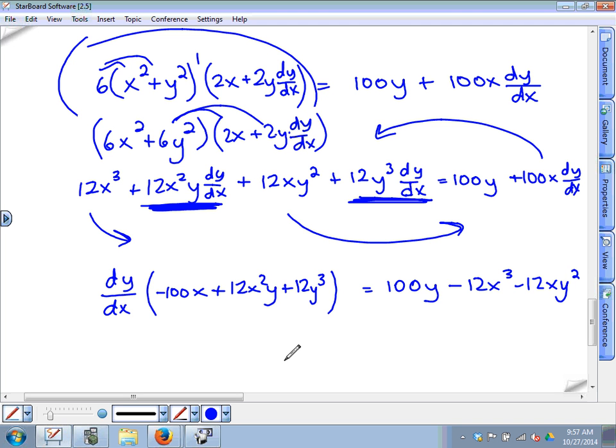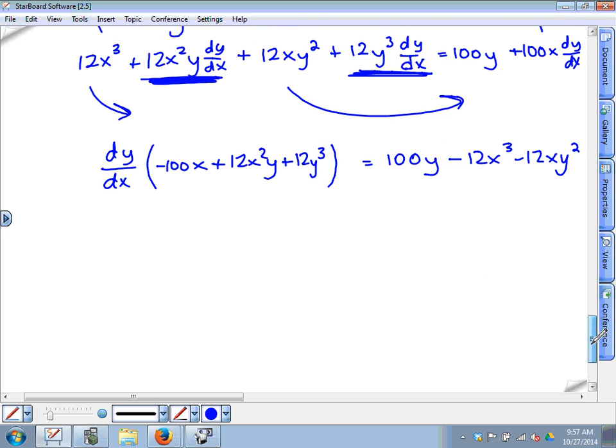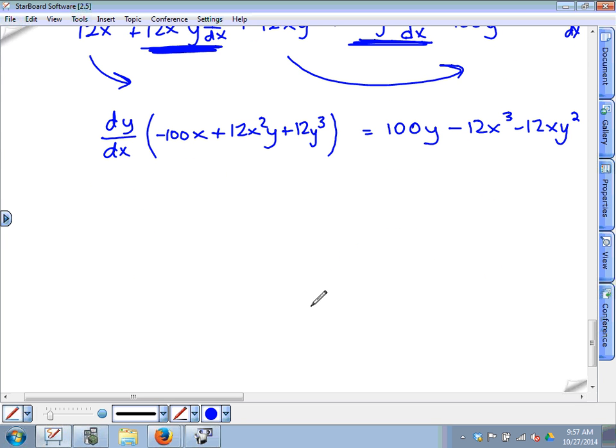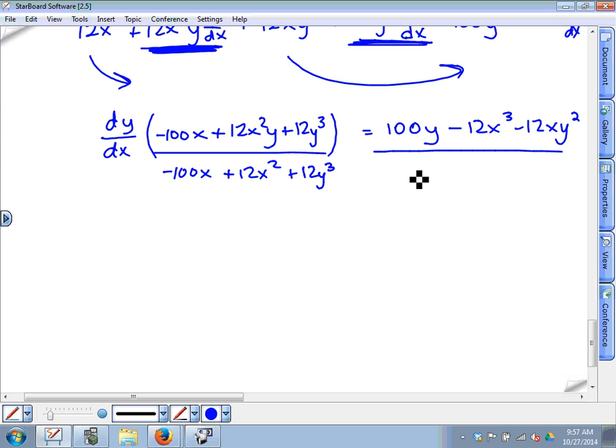So far, so good? I guess so. That's it, that's the answer. Not quite. We need to find out what dy dx equals. We've got to divide it by the whole quantity. I'm a couple steps behind.